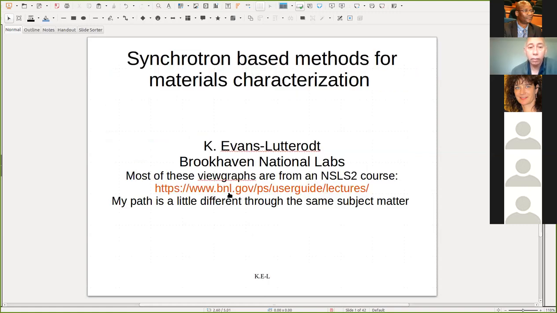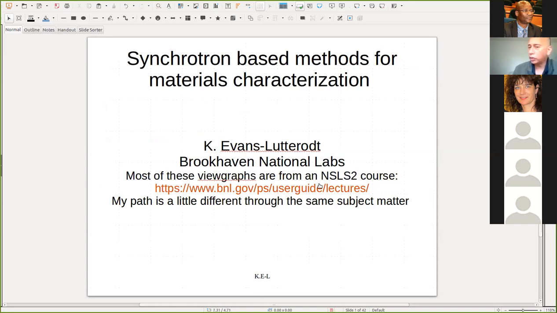Okay, good. Yeah, here, so what I did was for this talk, this set of lectures exists, and they're very nice lectures, but I wanted to have a slightly different path. So I cut out a lot of images you'll recognize, and I filled it in to give a different walk through the material.